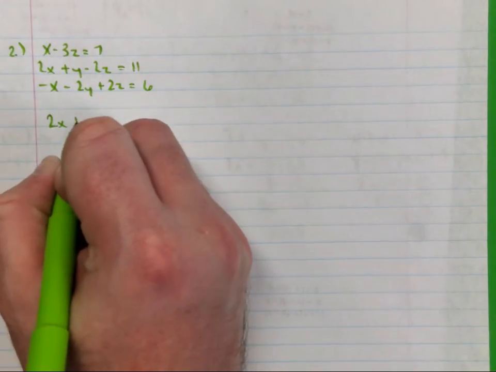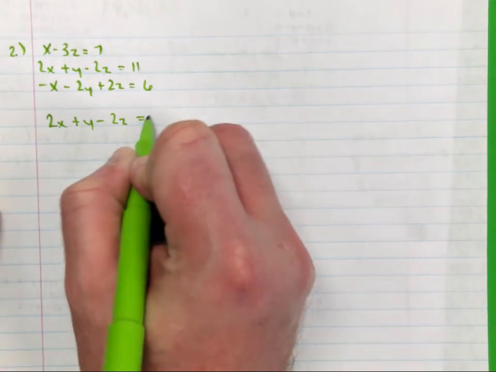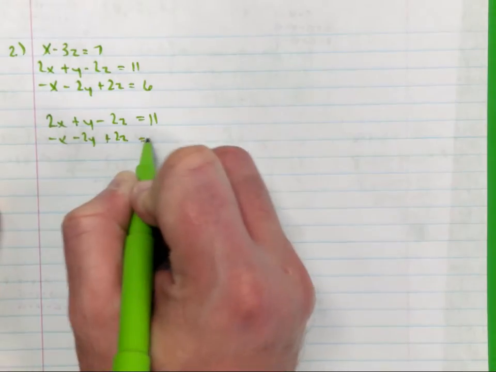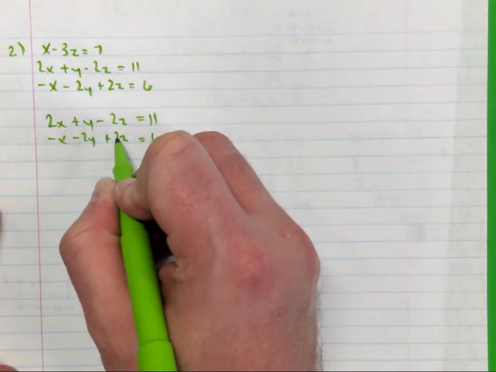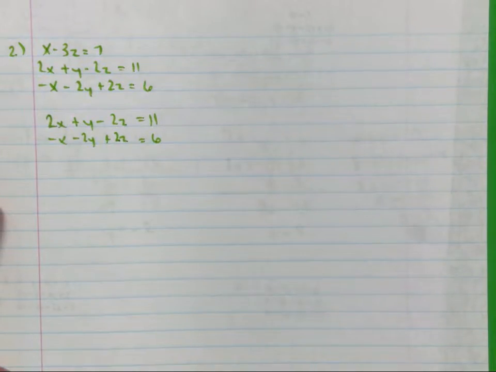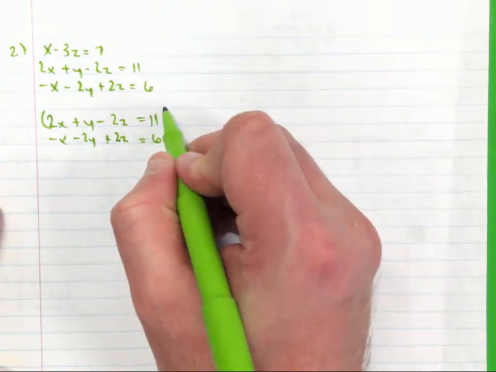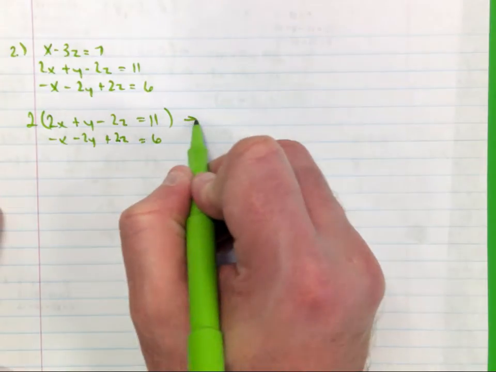I'm going to do 2x plus y, minus 2z equals 11. I know it's very tempting to cross those z's out, but we need to cancel the y's out. For this to eliminate, I need a positive 2 here. So I'm going to multiply it by 2.